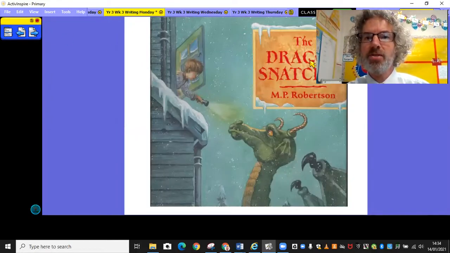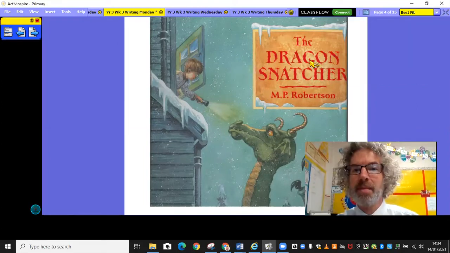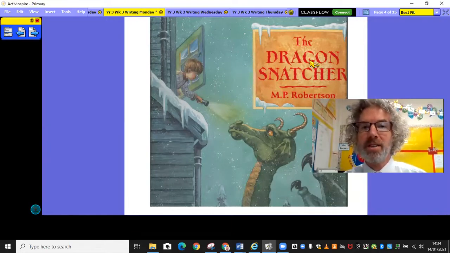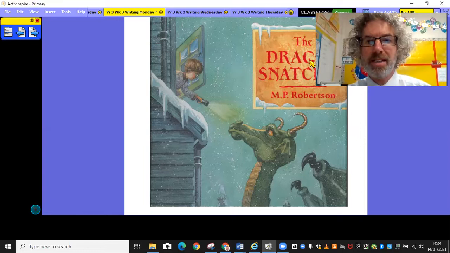And this is the story. It's the story of The Dragon Snatcher by M.P. Robertson. So we're going to start off by listening to the story.